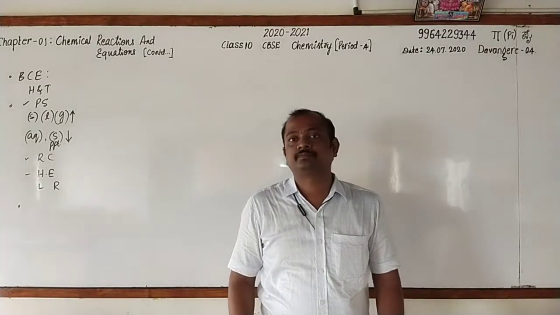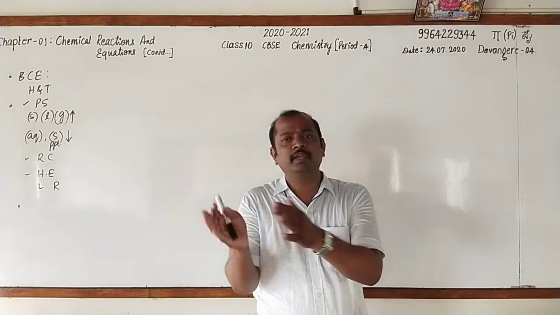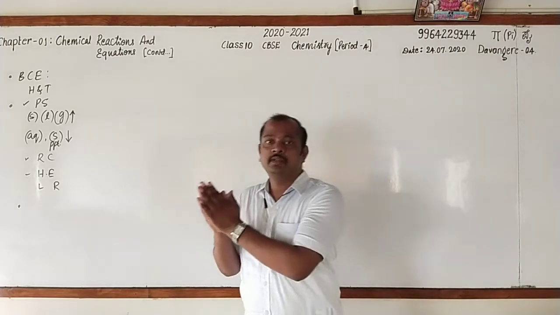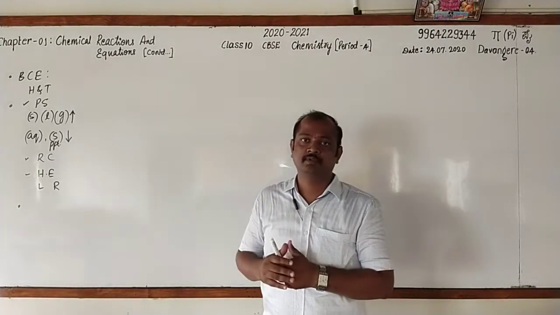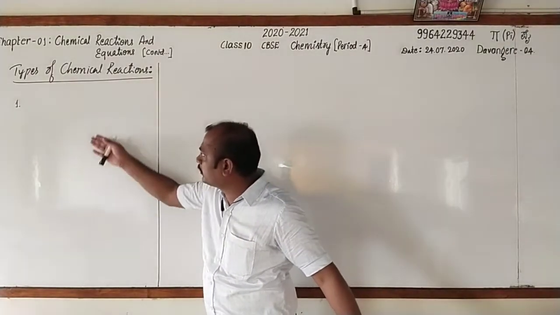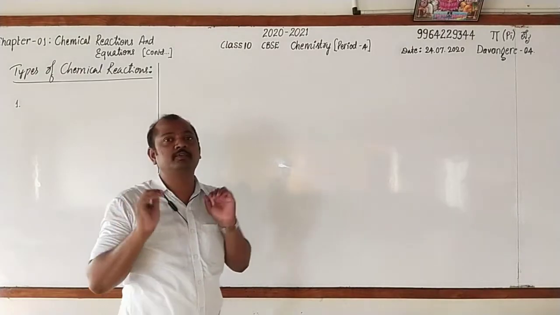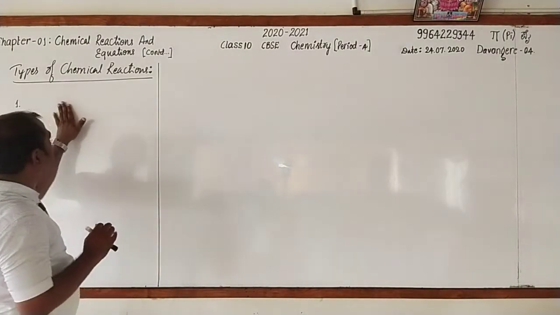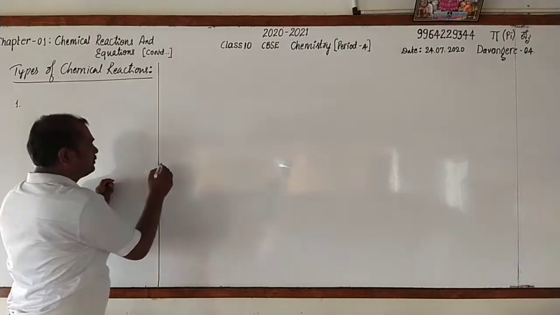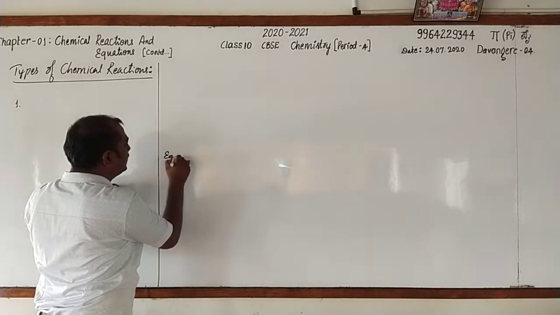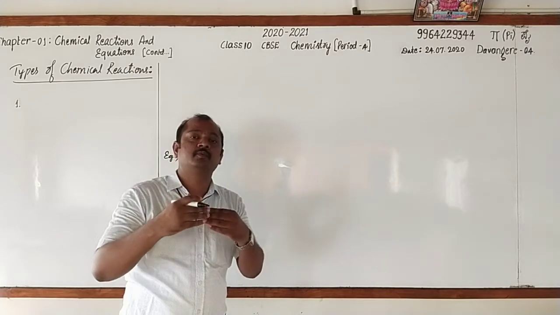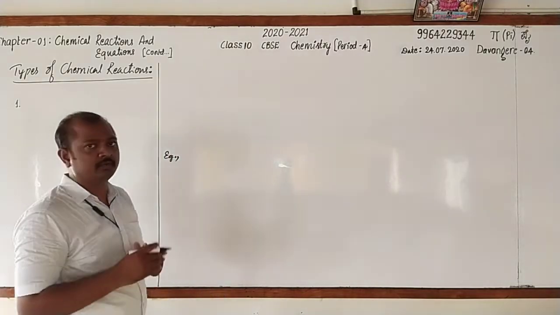You all know that during a chemical reaction many changes take place. Based on the changes that take place, we classify the chemical reactions into some types. Now let me write one by one, but I won't give you the names of the types of chemical reactions. You are going to guess them. For that purpose, I am going to take very simple examples of chemical reactions which we have already learned. You are able to tell.